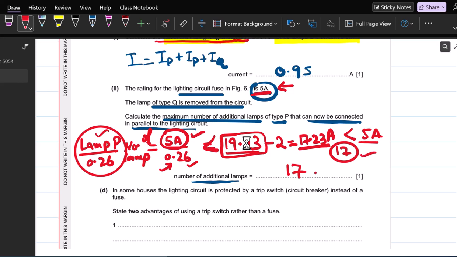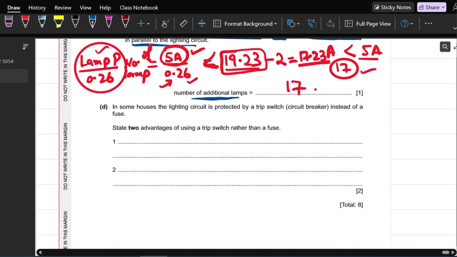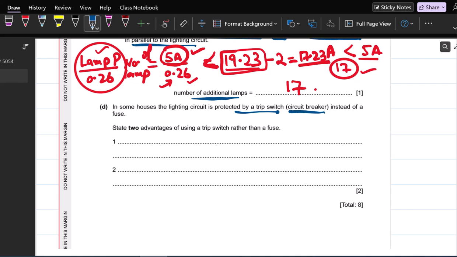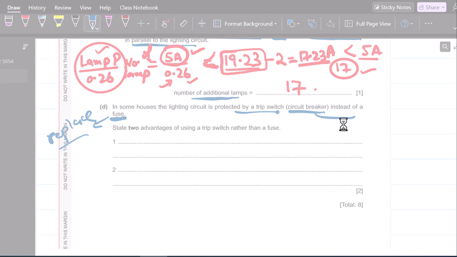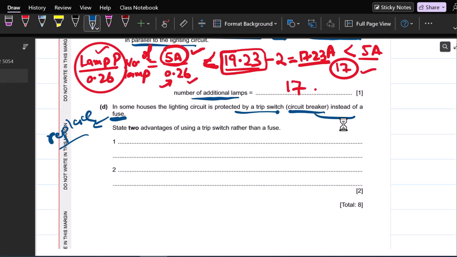So in some houses the lighting circuit is protected by a trip switch, which is also known as circuit breaker, instead of fuse. So when fuse melts, you have to replace it. This is a problem. When the circuit breaker trips, you are not supposed to buy new. No need to buy new.